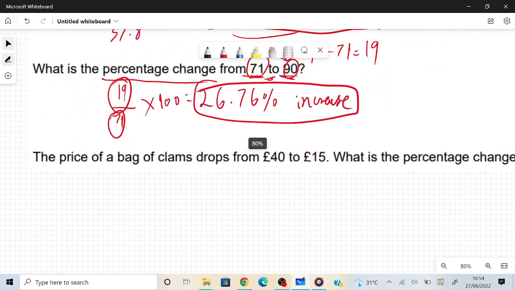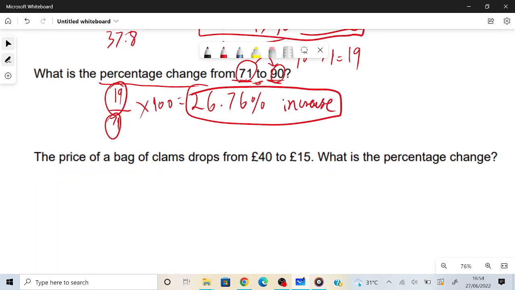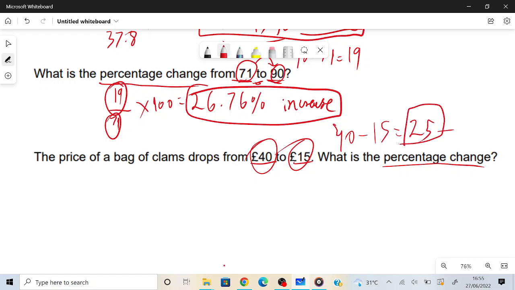Okay, let's look at this question. It says, the price of a bag of clams drops from £40 to £15. What is the percentage change? So again, you are looking for percentage change. We need to find the difference between these two numbers first. All you do is subtract one from the other. 40 minus 15, that is 25. And now you put this number, that's your numerator, over your denominator, which is the original value. That is 40 because it goes from 40 to 15.